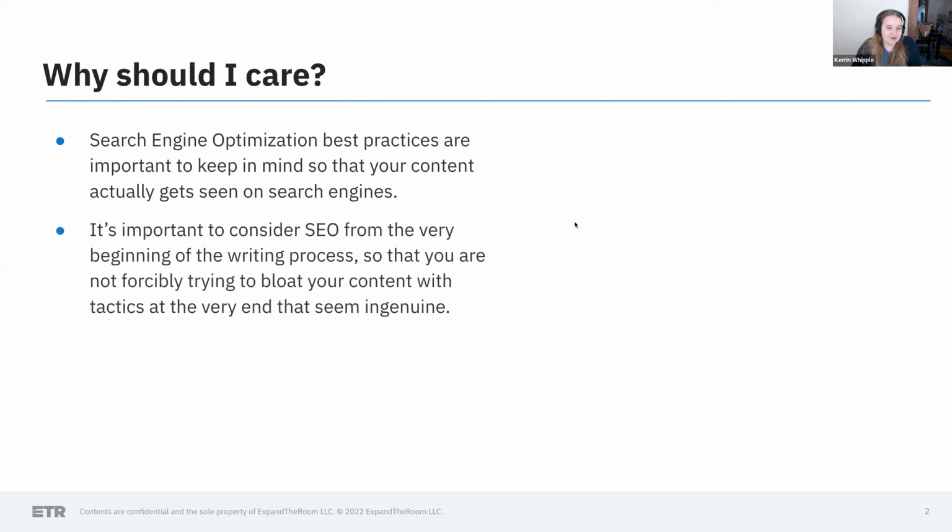I think that it's important to consider SEO from the very beginning of the writing process, because if you write your whole article and then at the end try and think about SEO, it might feel a little forced if you're trying to keyword stuff, as it used to be called. We don't want to do that. You want it to be genuine content that actually provides value, and then you'll also happen to be doing the best practices that will make it favored in search results.